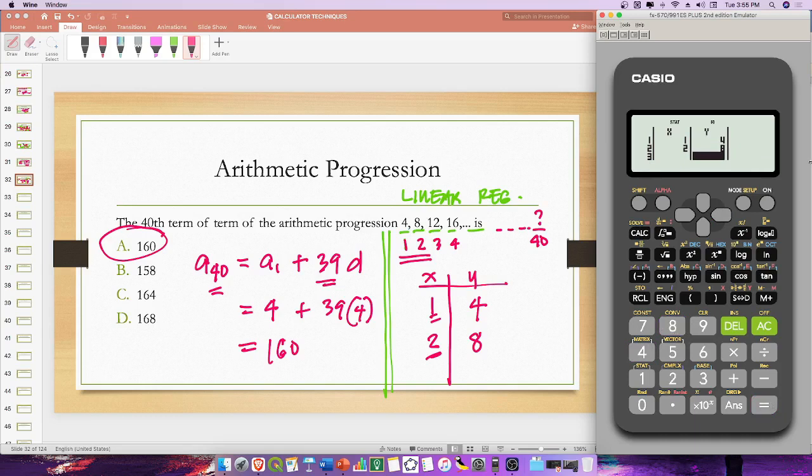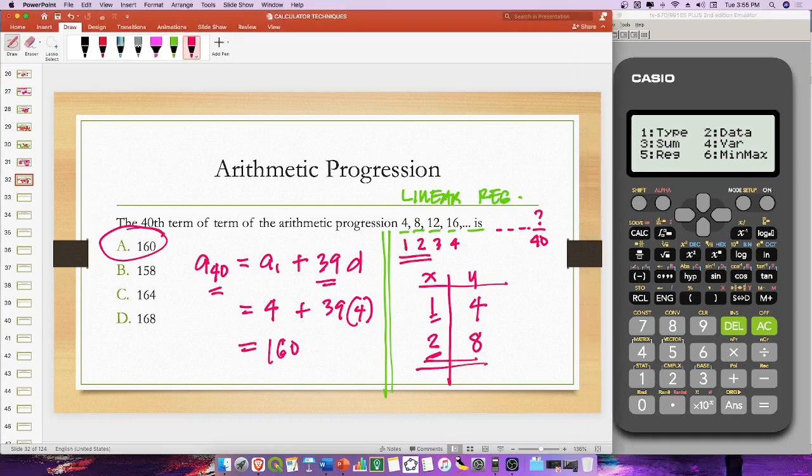So we have supplied the data in our stat. So press all clear, and then go to shift, and go to stat. Take note, we will be dealing with regression because we are looking for the value of this 40th term. So this is 40, the 40th term, and we don't know the value. I will just label that as y hat. We read this as y hat. So we will be looking for 40 y hat, which is your 40th term, A40. So that will be in your calculator.